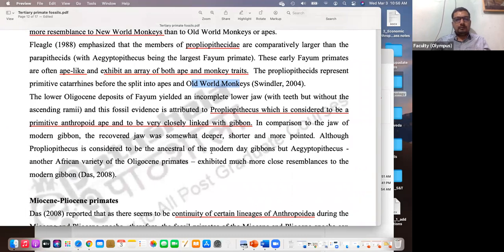Okay, and some of these fossil evidences showed features like gibbons. Within the apes, they shared features like gibbons, especially when they talk about the jaws that were found, an incomplete lower jaw they found as evidence. It indicated that it has more gibbon-like features, a gibbon-like face. So they can be considered as ancestors of the modern day gibbons.